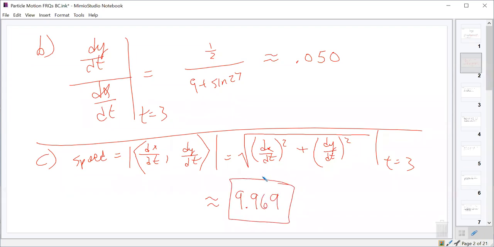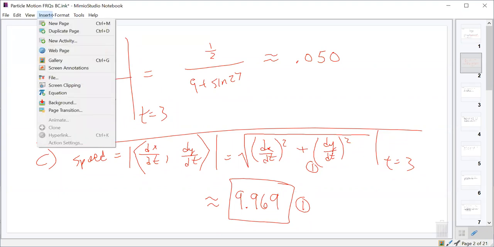Everybody good with that? Everybody at home on the Zoom good? Good Zoom. Nobody has any questions at home? You all are good? That was worth 2 points. One for an expression for the speed, whether it be this or this, right? They probably wanted to do this one, and then one for the answer.